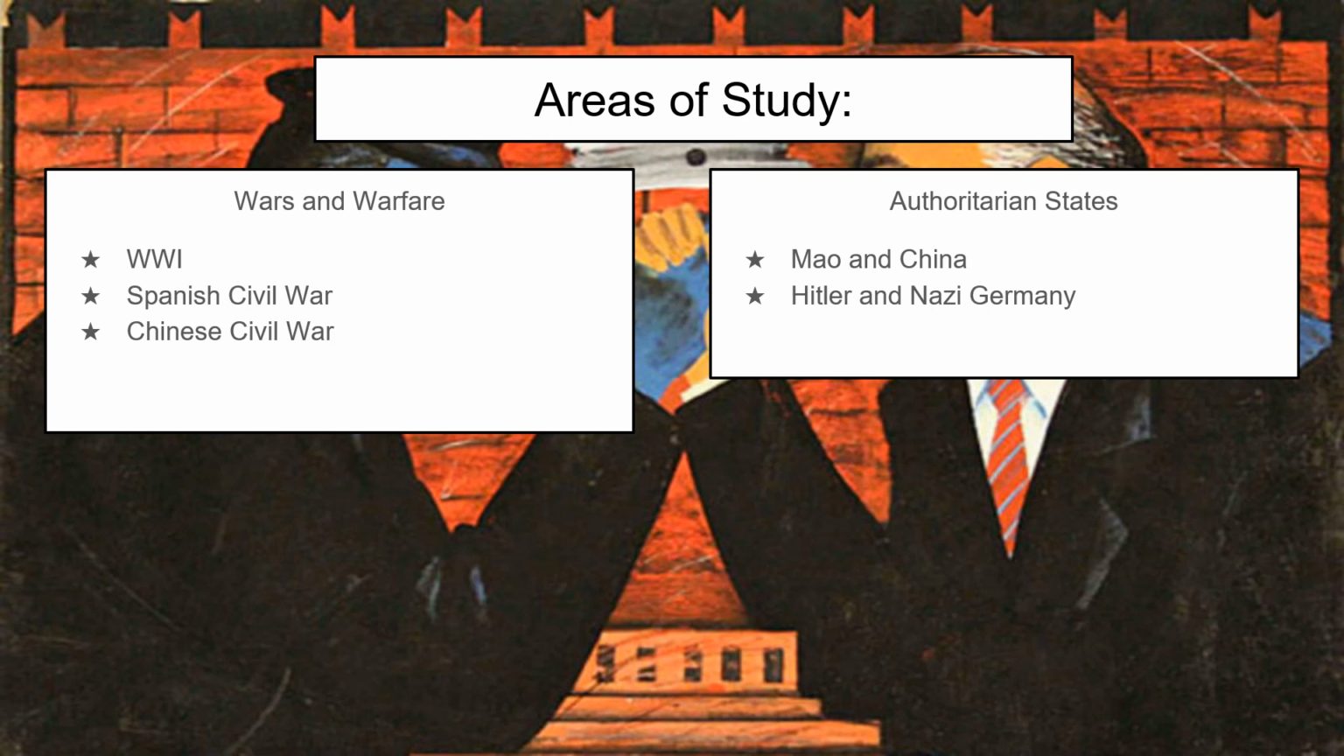We look at Mao in China. Specifically, this topic picks up after the Chinese Civil War. So we're looking at Mao and his rule in China from 1949 to 1976. For Hitler and Nazi Germany, it's a little different. Hitler's rule ends in 1945 when he supposedly, no, I'm just kidding, when he killed himself.